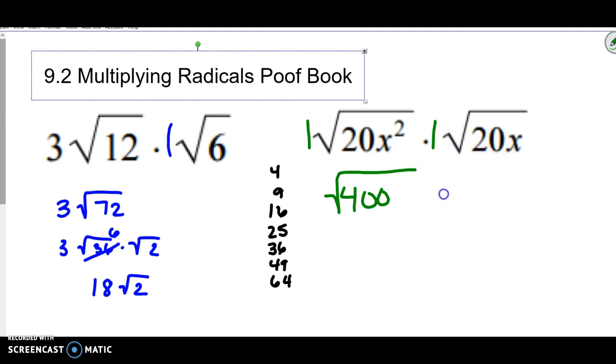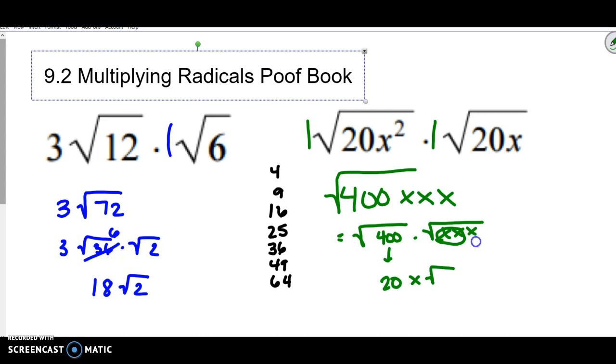X squared times x is going to result in a total of 3 x's, right? All right, so then this is the same as square root of 400 times the square root of those 3 x's. Okay, square root of 400 gives you 20. And then for the square root of x cubed, we have 1 pair of x's, so that 1 comes out. And then we leave this one, the one that's unmatched, underneath the radical. So then our answer is 20x square root of x.